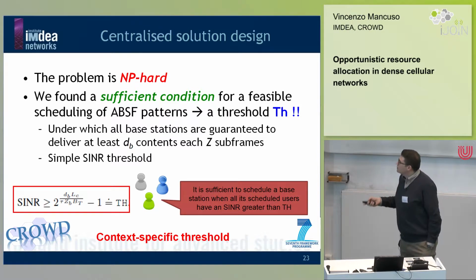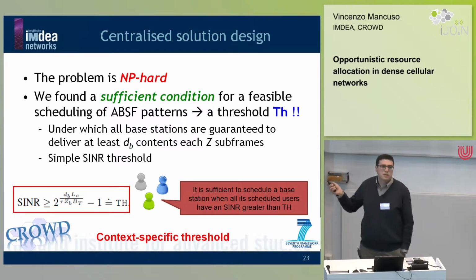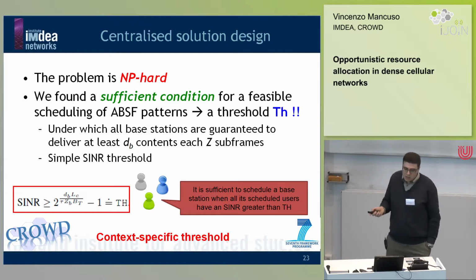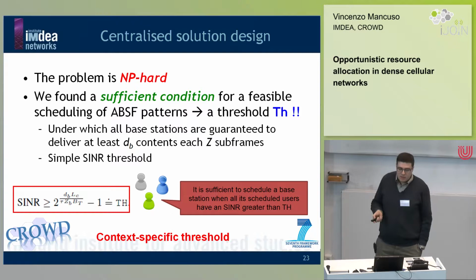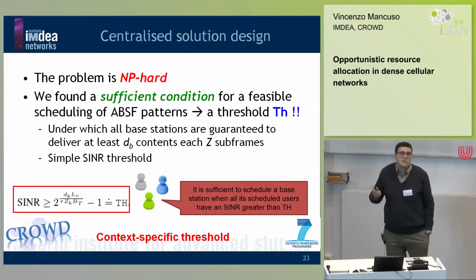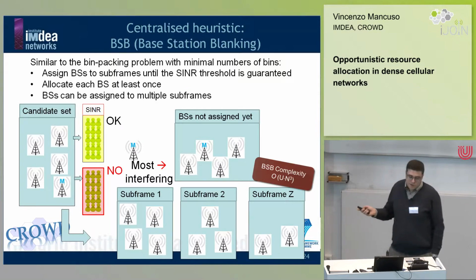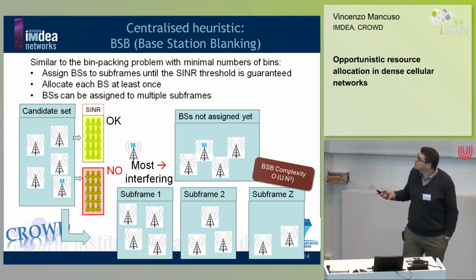So this problem is also NP-hard, of course, but we found a sufficient condition to solve it in terms of a threshold that depends on the traffic parameters. I'm not going to comment on it. The threshold could be context-specific because you can put in the traffic information specific to a given application, but you may even estimate the traffic conditions and run the same optimization problem easily, because the optimization problem is based on the average load in the network, or the average load offered by each user. So we have a heuristic to solve this problem that is quite simple.